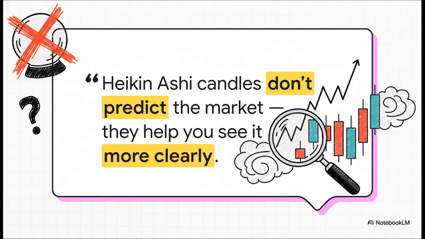And I think this quote sums it up perfectly. Heikin Ashi isn't a crystal ball. It doesn't predict the future. Its job is much simpler and maybe even more valuable. It just helps you see the market more clearly, with way less noise. So the real question to ask yourself is, how could a clearer view change the way you trade?